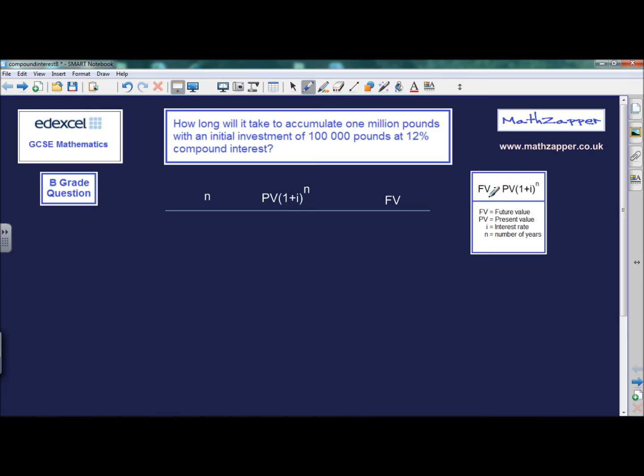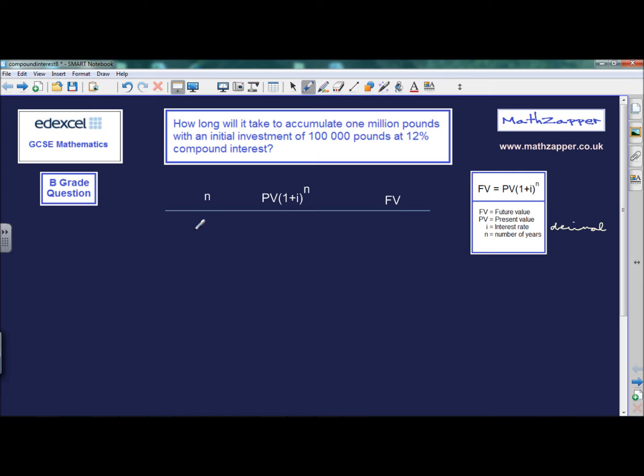FV is the future value, which is equal to the present value multiplied by 1 plus I, the interest rate written as a decimal, all raised to the power n, which is the number of years. So the interest rate, we need to remember, is a decimal, not 12, but 0.12.